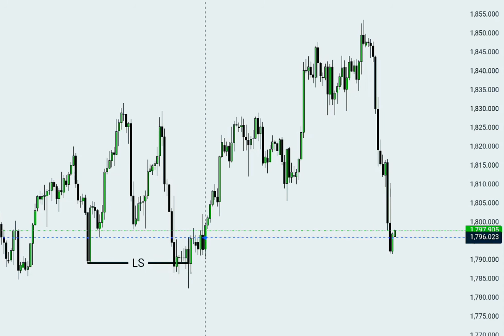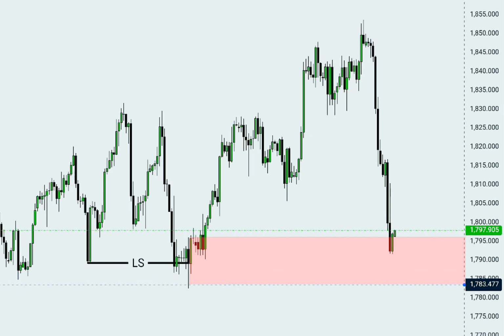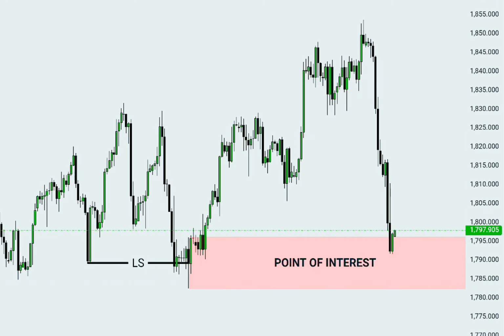Now let us focus on the point of interest and why this zone is critical on the 4-hour time frame. After the liquidity sweep occurs, price reaches an area where smart money is most active. This point of interest is not chosen randomly. It is formed by previous demand, institutional order flow, and a clear imbalance that was left behind during the prior impulsive move. On the chart, you can see that price reacts strongly from this zone in the past, which tells us that large participants previously entered positions here.